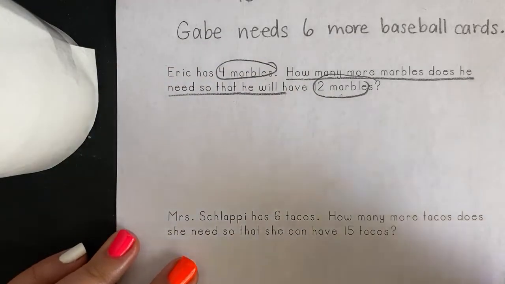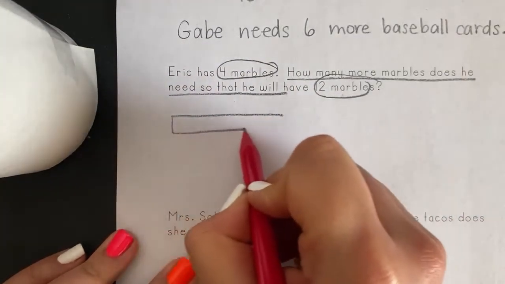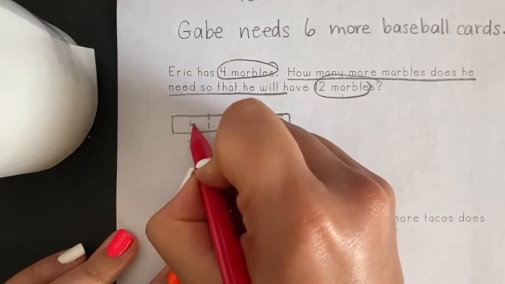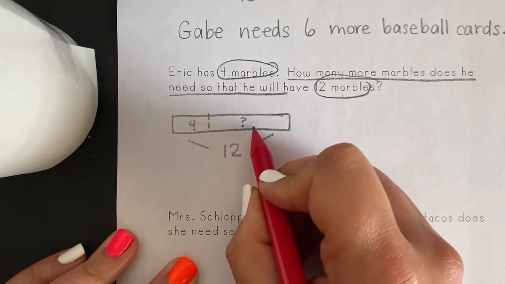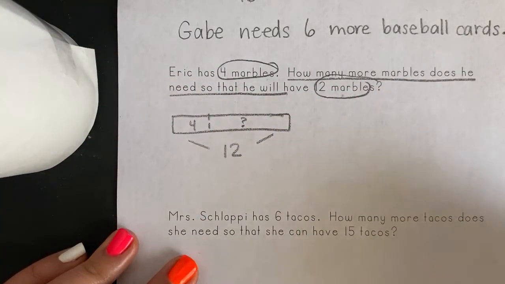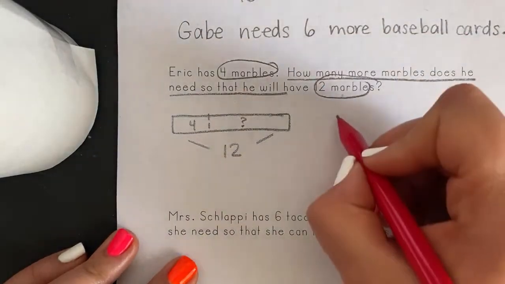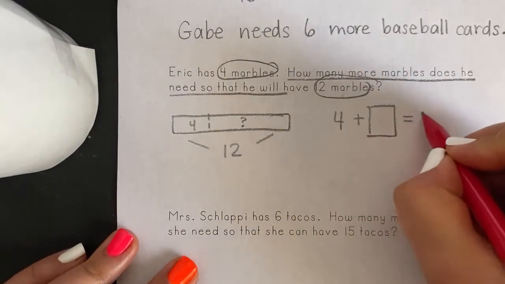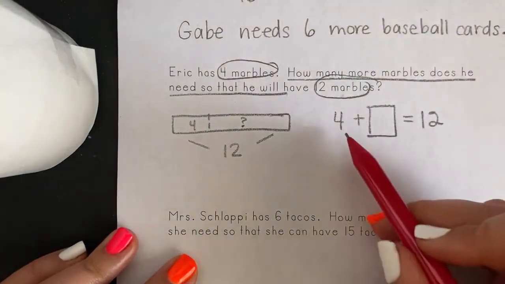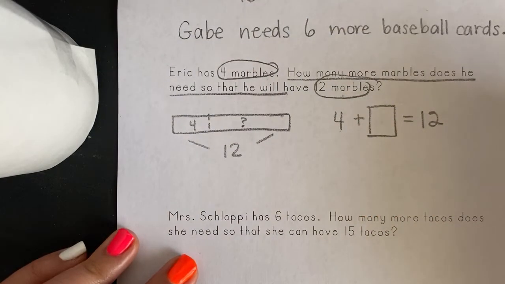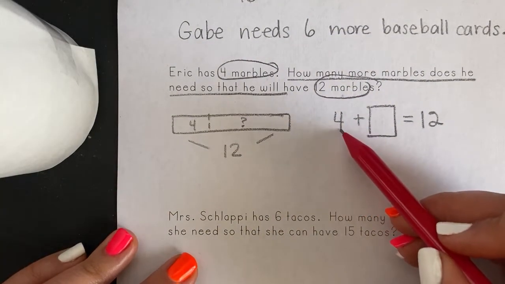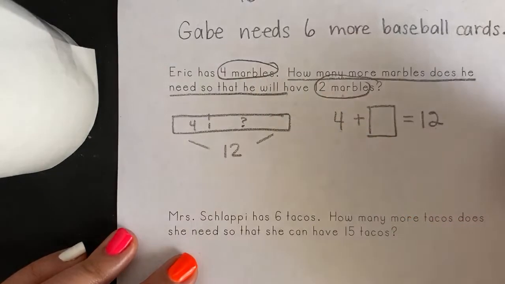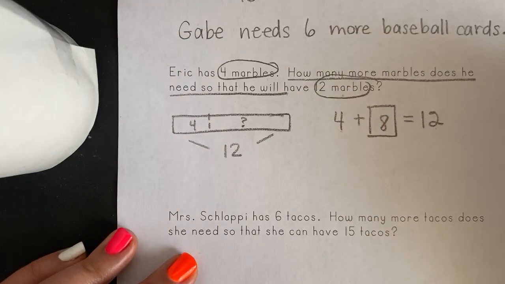We're going to do the same thing with the tape diagram. I have a tape big enough for 12 marbles. I know he has 4, and I want to know how many more he needs to get to the 12. So I'm going to do my number sentence. He has 4. I'm going to add how many he needs to get to 12. So what I could do is start at 4 and keep counting till I get to 12. I know that 4 and 6 make 10, and then 2 more to get to 12, so that would be 8.